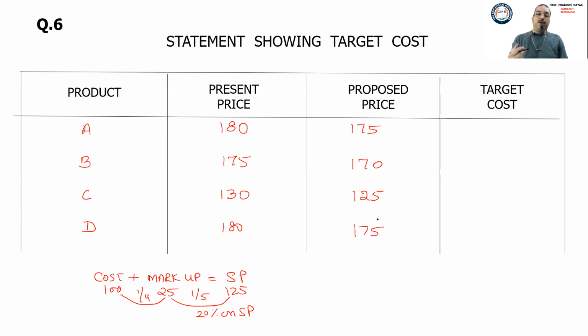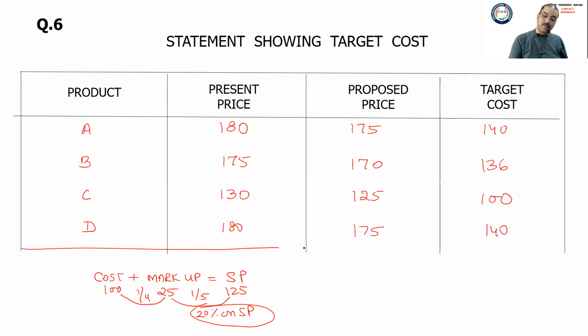Now, from 175, which is the proposed selling price, minus 20% markup. 175 minus 20% will be 140. 170 minus 20%, that is 34, it's 136. 125 minus 20% is 100. And this will be 140. So this is my target cost.